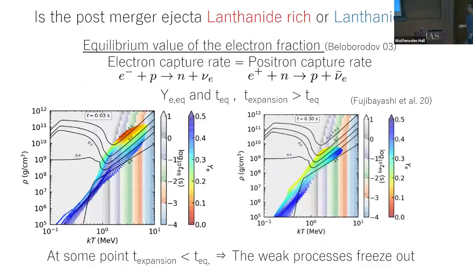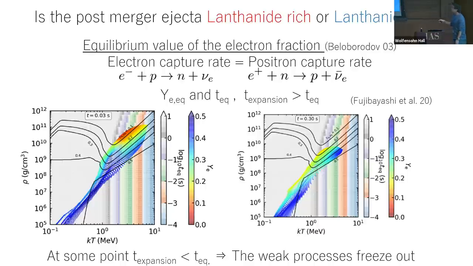So let me consider the equilibrium value of the electron fraction. Thinking about electron capture balancing with positron capture, you can estimate the equilibrium value of the electron fraction, and you can also estimate the equilibration timescale in which chemical equilibrium is achieved. If the equilibration timescale is shorter than the expansion timescale or dynamical timescale of the post-merger ejecta, then the equilibrium is achieved. Here is the plot for this analysis. The black contour shows the equilibrium value of the electron fraction, and the background color shows the equilibration time in log scale. On top of that, I show the electron fraction of the fluid elements in the simulation.